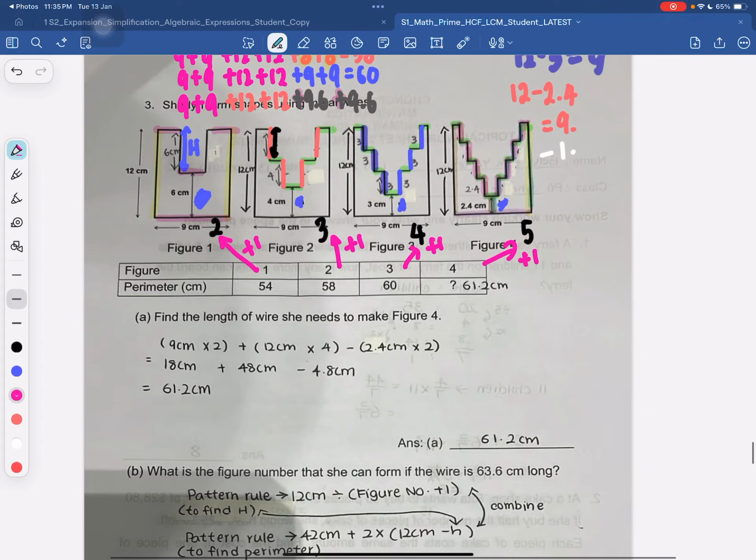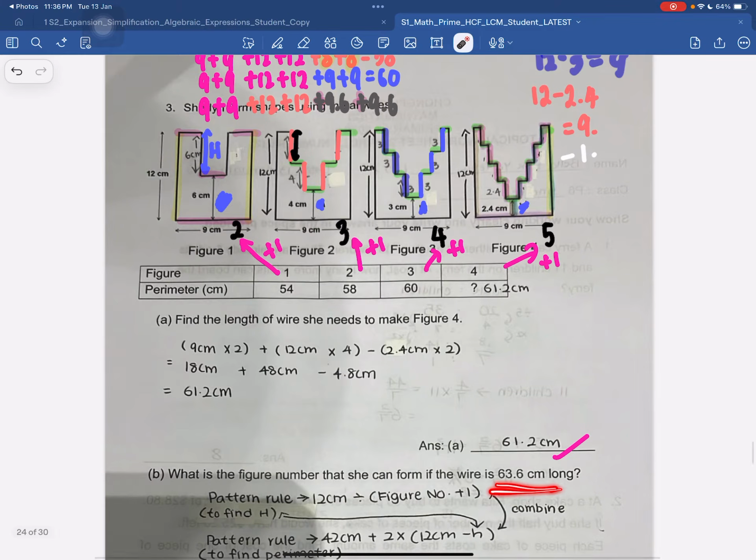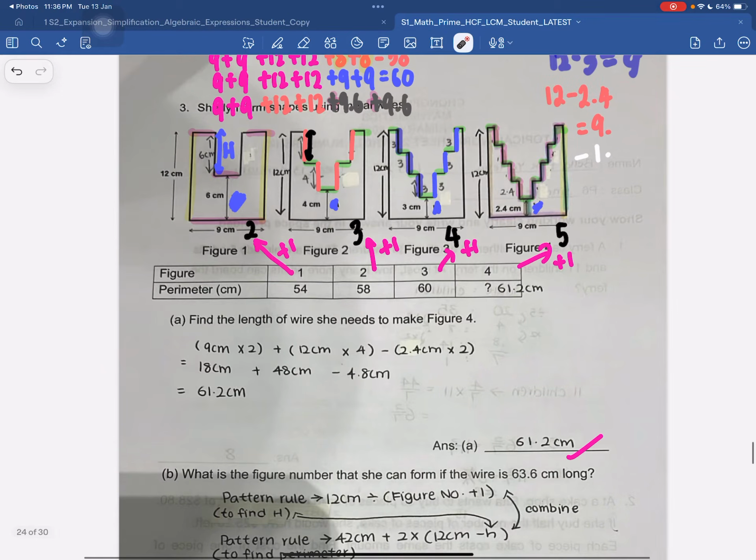Part A is correct, so we just need to continue to solve for part B. But to be able to solve for part B, we need to link the figure number to certain things in the figure, especially the perimeter, because if we can link it to the perimeter, then we can solve. Certain observations we can see, a lot of things going on here, but the most important thing is actually this one.